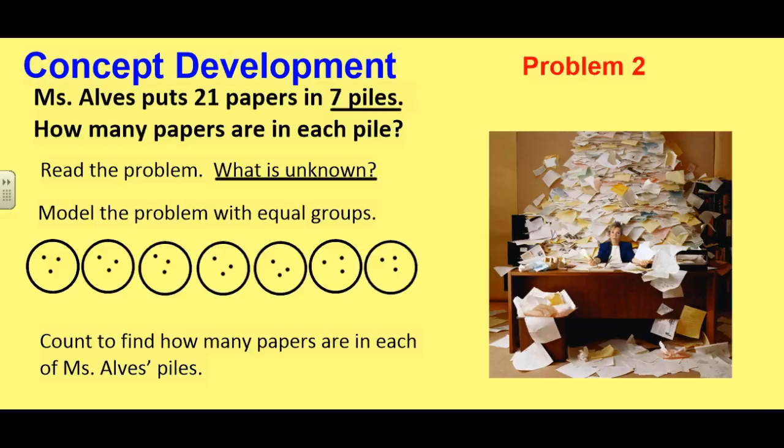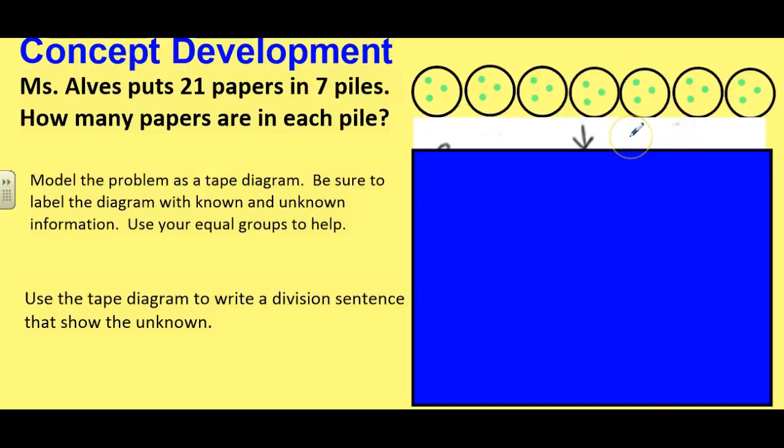So now we're going to take these equal groups and we're going to turn this into a tape diagram. Okay, so model the problem as a tape diagram. Be sure to label the diagram with known and unknown information. Use your equal groups to help. So what I did is I just put the equal groups up at the top of the screen because we're going to use that to help us.